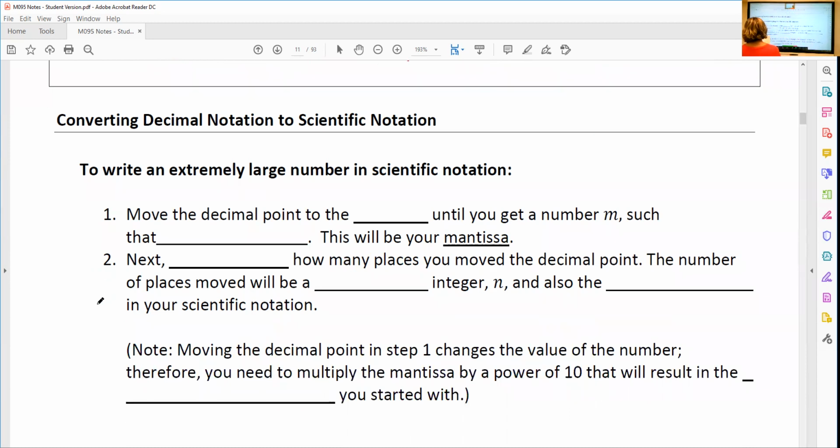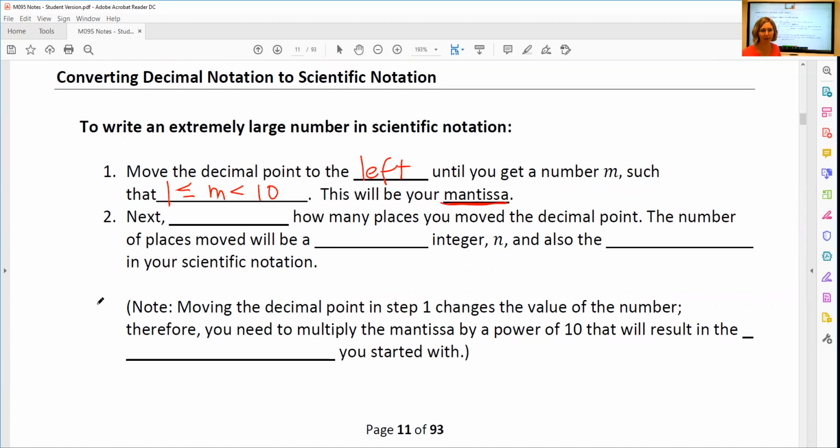All right, so converting decimal notation to scientific notation, we are going to move the decimal point to the left until you get a number m such that 1 is less than or equal to m, which is less than 10. And this is going to be your mantissa. So here, this one was a freebie, so that one's already filled in for you.